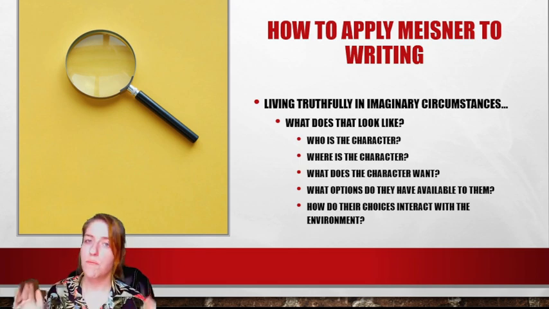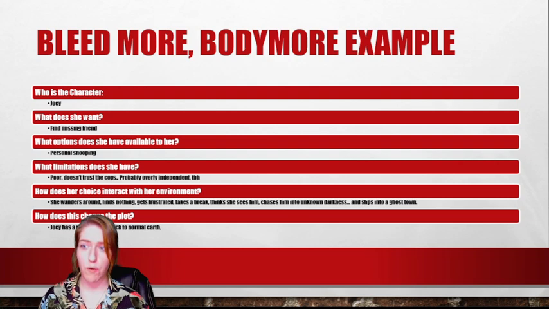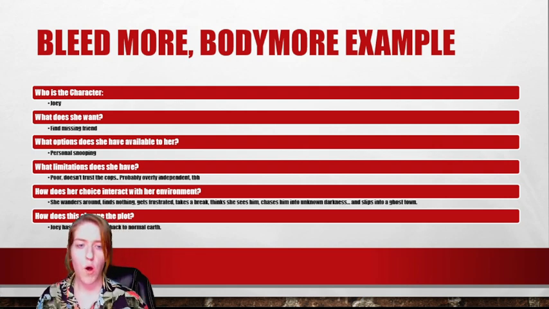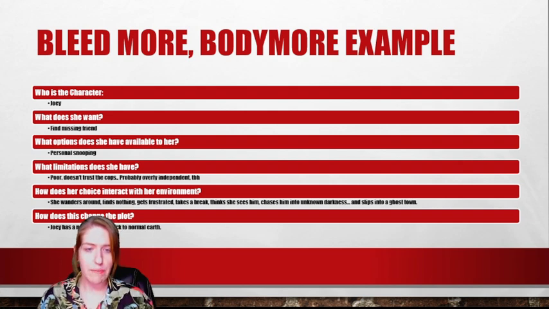Oh, but it makes the story so much better, and it makes the story make so much more sense. Going back to the example of Bleed More, Body More, with all of these questions in mind: who is the main character? Joey. What does she want? To find her missing friend. What options does she have available to her? Basically, personal snooping because she doesn't trust the police at all. She's actually pretty antagonistic toward the police. What limitations does she have?